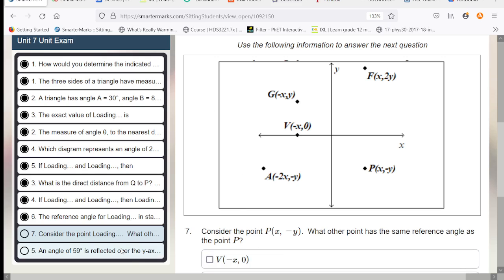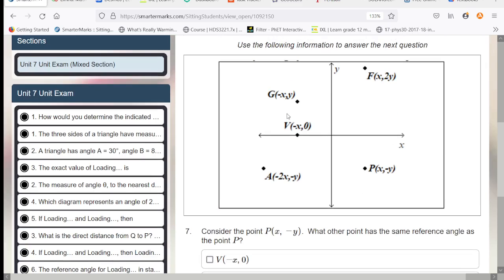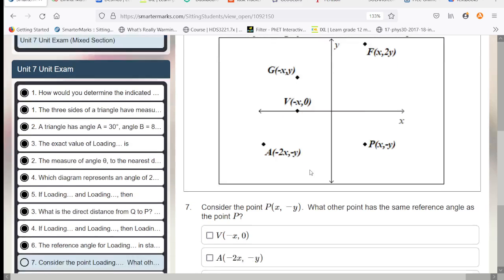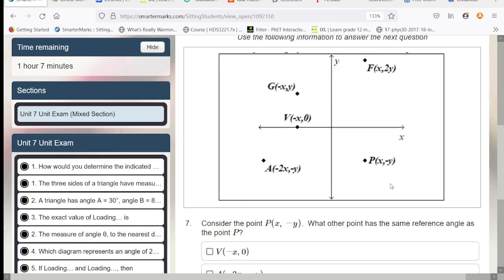Now we have the point P of x and negative y. What other point has the same reference angle as point P? So which one will have the same angle closest, or to the side closest to our x-axis? One way to evaluate that is to look at the tan. So the tangent of this function, the opposite over adjacent, here would be a negative y over x. Point G would also have a tangent that works out to negative y over x. So that will have the same reference angle.